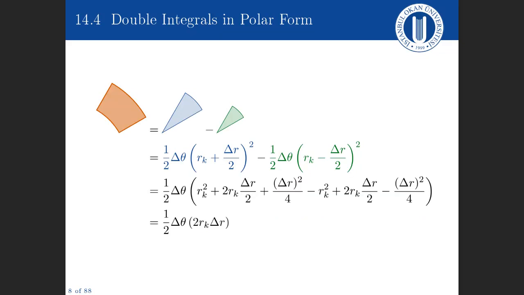Or 2rk delta r in the bracket. The 2 will cancel with the half. And we're left with rk delta r delta theta. That is the area of this orange piece.